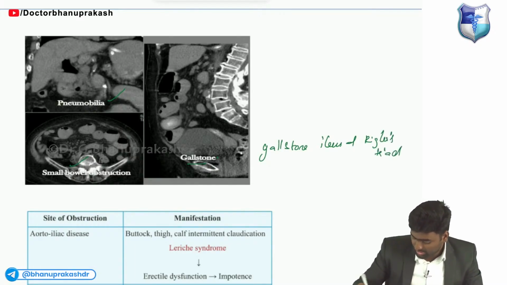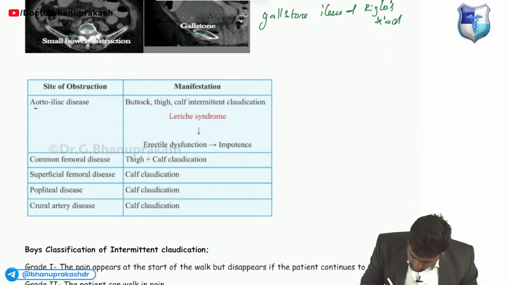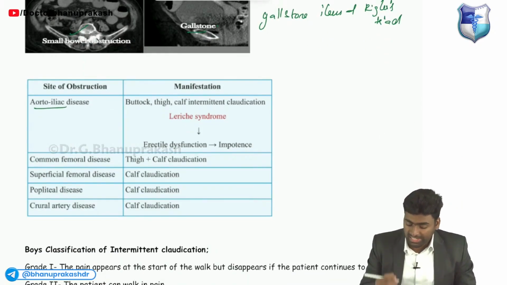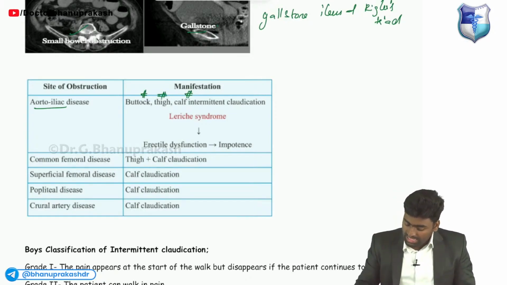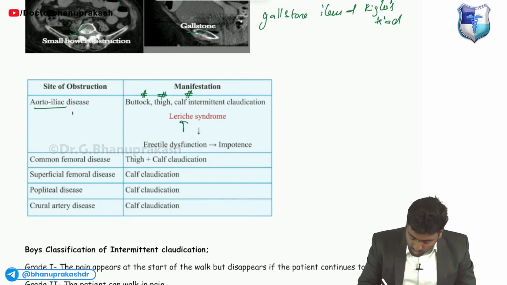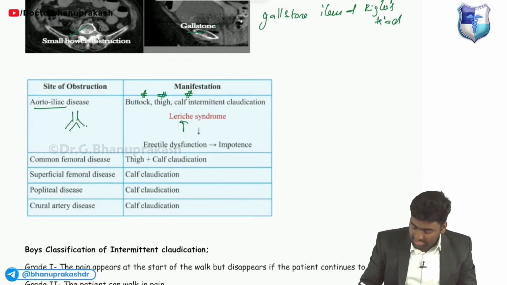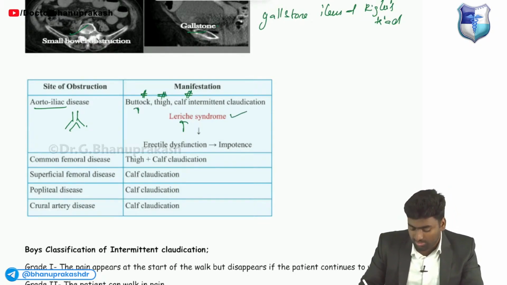Fine. Next, about these vascular things, if there is any aortoiliac obstruction, there will be claudication in the buttock, thigh, and calf, and along with this there will be erectile dysfunction, which is known as Leriche syndrome. So if it is at the level of the aortoiliac bifurcation, it will cause claudication in the buttock and thigh, and also erectile dysfunction. It is known as Leriche syndrome. Just remember.